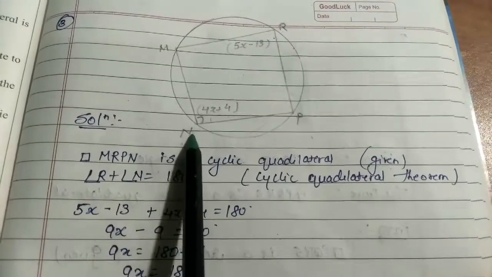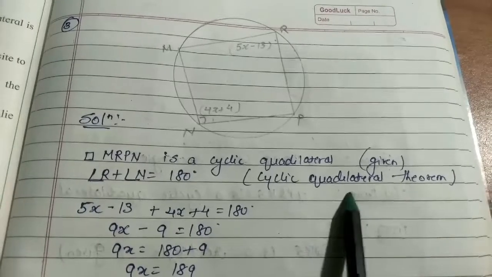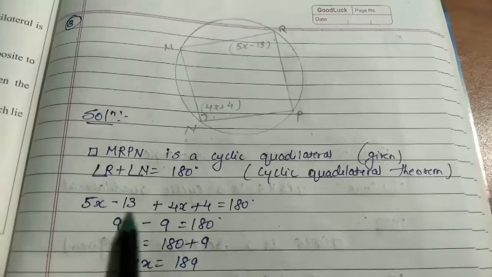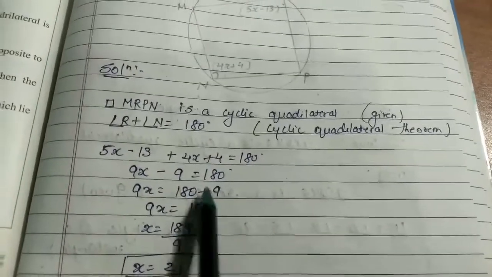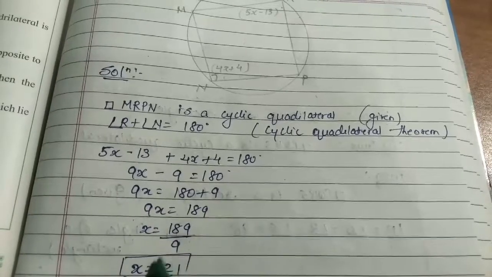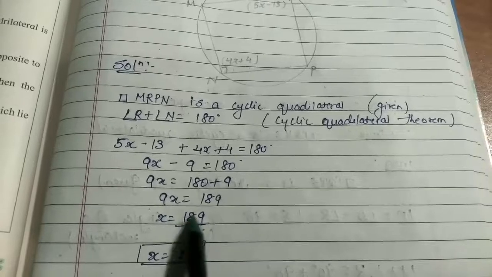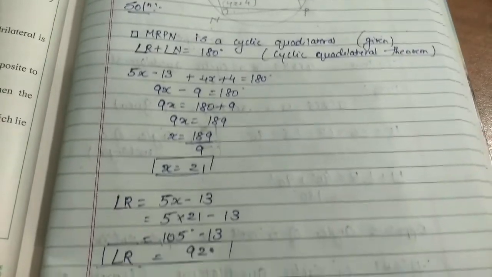So angle R plus angle N equals 180, by the cyclic quadrilateral theorem: opposite angles are supplementary. So 5x minus 13 plus 4x plus 4 equals 180. So x on one side and numbers on the other side. So the value of x equals 21, since 9 ones are 9, 9 twos are 18. So the value of x is 21.